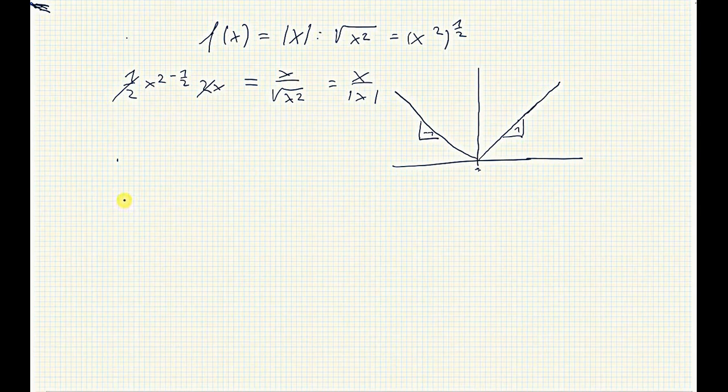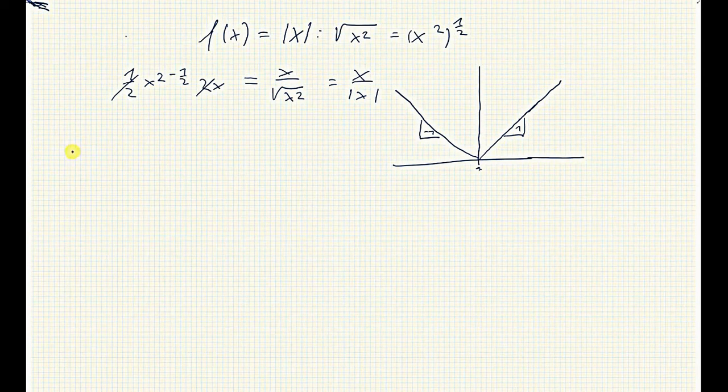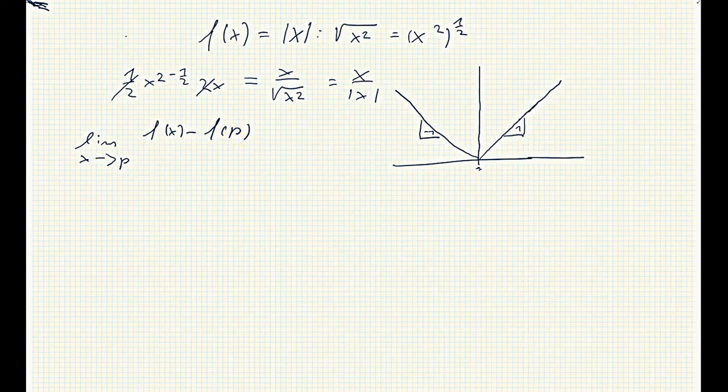And if you remember, the derivative is defined as the following limit. The derivative of a function at a point P is defined as the limit x approaches P, f of x minus f of P over x minus P. And it is crucial that we have the same value for this limit, no matter if we approach it from the left or from the right.